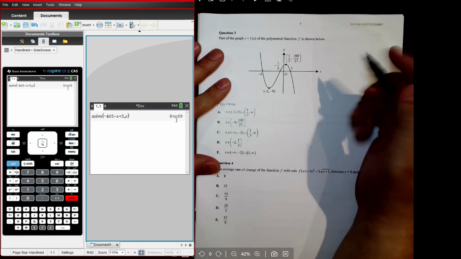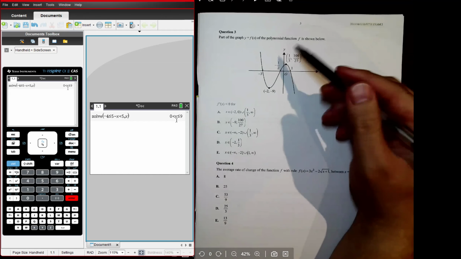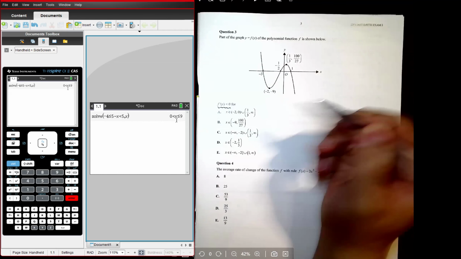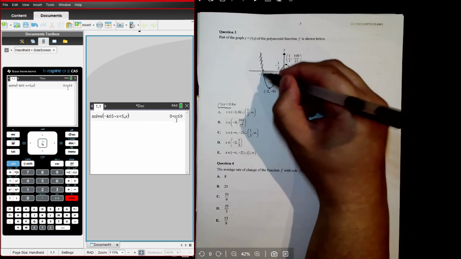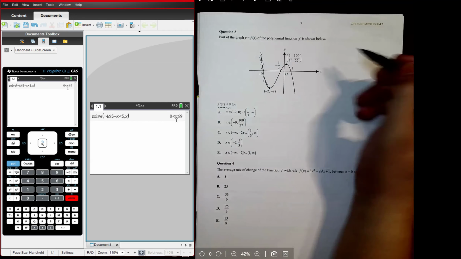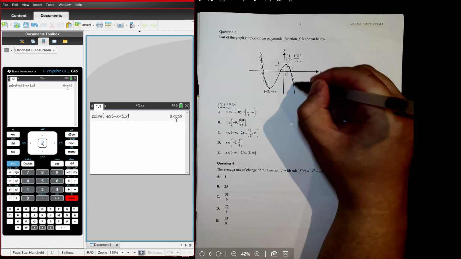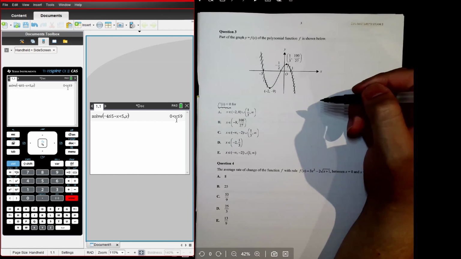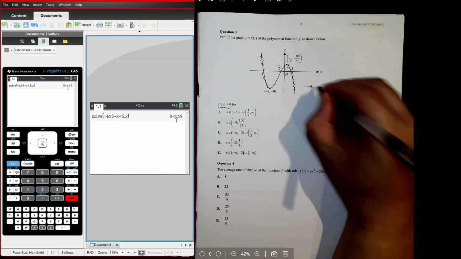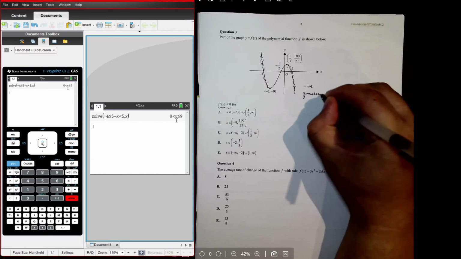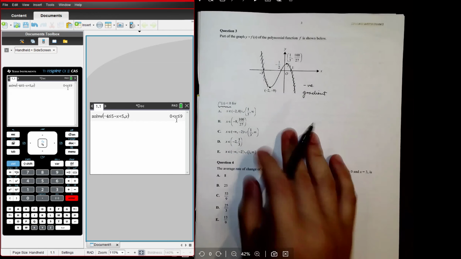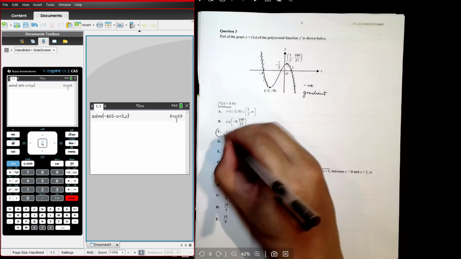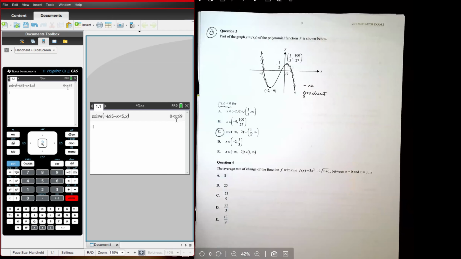Part of the graph y equals to f of x of the polynomial f is shown below. We would like to get the derivative less than 0. So it's before the first turning point and after the next turning point x value, okay? We would like to have negative gradient. Therefore, it's from minus infinity to minus 2 and 1/3 to infinity. Option C.